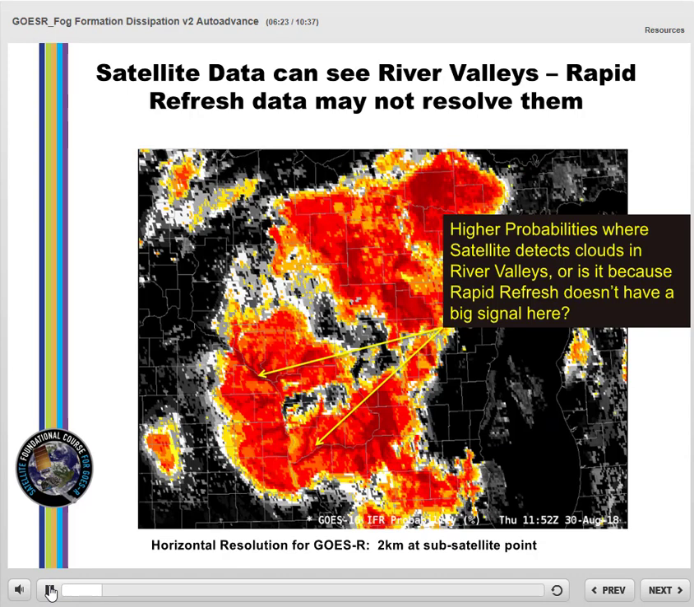When river-valley dimensions are smaller than the model resolution, as is often the case with small rivers in, for example, Appalachia or the Ozarks, or in this case over Wisconsin and Iowa, satellite information will accentuate river valleys in IFR probability fields. In fact, you'll often see an IFR probability signal there first. GO16 and GO17 have 2 kilometer resolution at the subsatellite point. Rapid refresh horizontal resolution is 13 kilometers.